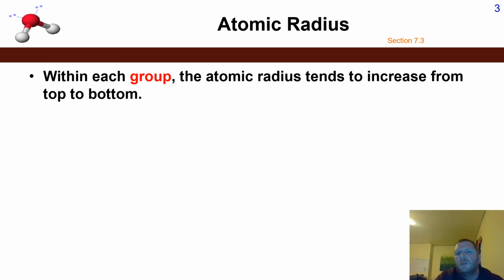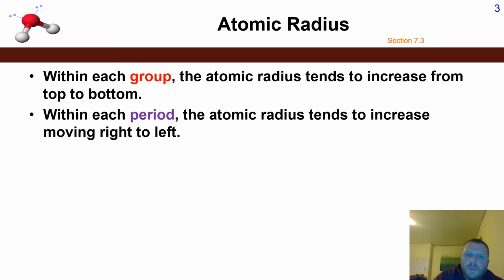So whenever it comes to atomic radius, within each group, keep in mind a group is going up and down, so the columns on the periodic table, the atomic radius tends to increase from the top to the bottom. So atoms at the top are going to be smaller than atoms at the bottom within a group. Okay, within each period, so moving left to right or right to left on the periodic table, the atomic radius tends to increase moving right to left. Okay, so on the right-hand side, your non-metals over to the metals.